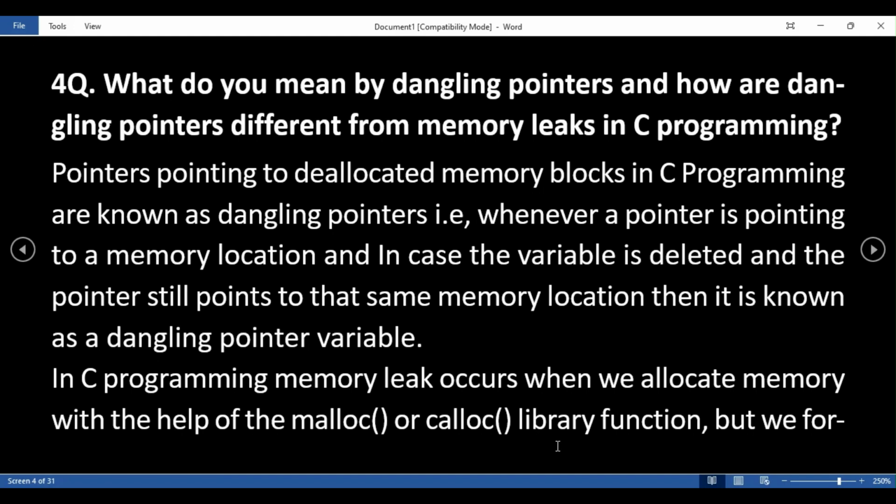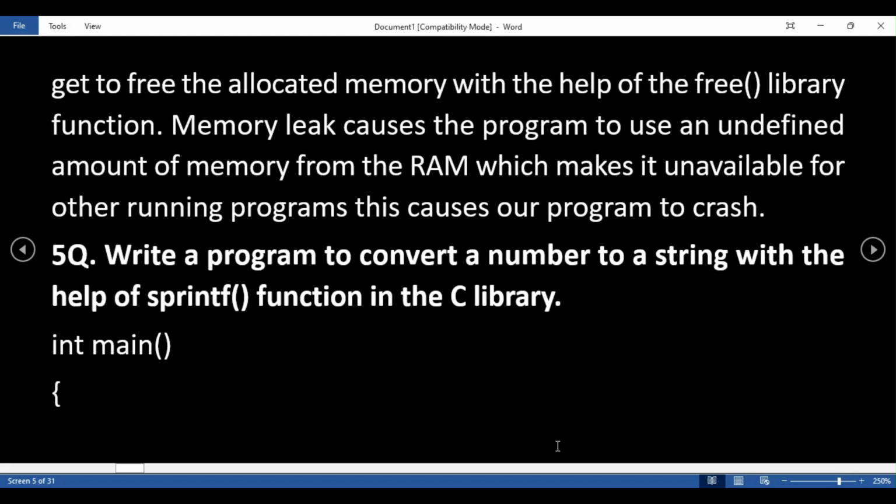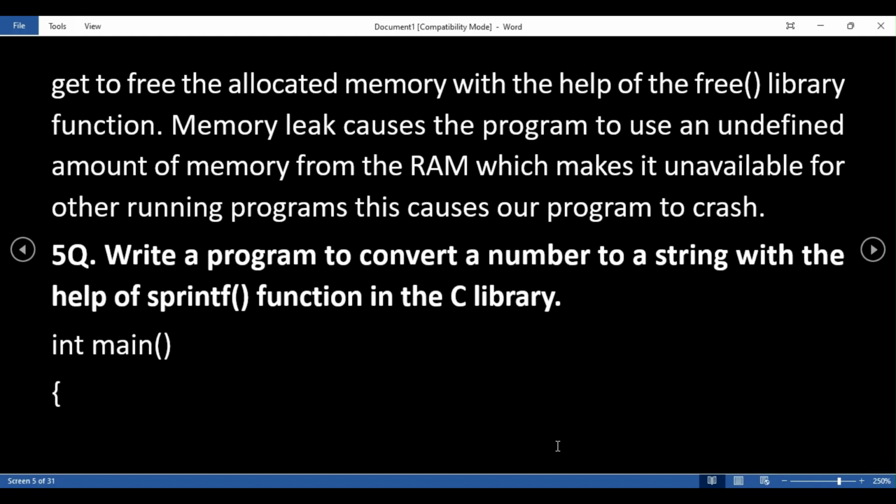In C programming, a memory leak occurs when we allocate memory with the help of the malloc or calloc library function, but we forget to free the allocated memory with the help of the free library function. A memory leak causes the program to use an undefined amount of memory from the RAM, which makes it unavailable for other running programs. This causes our program to crash.